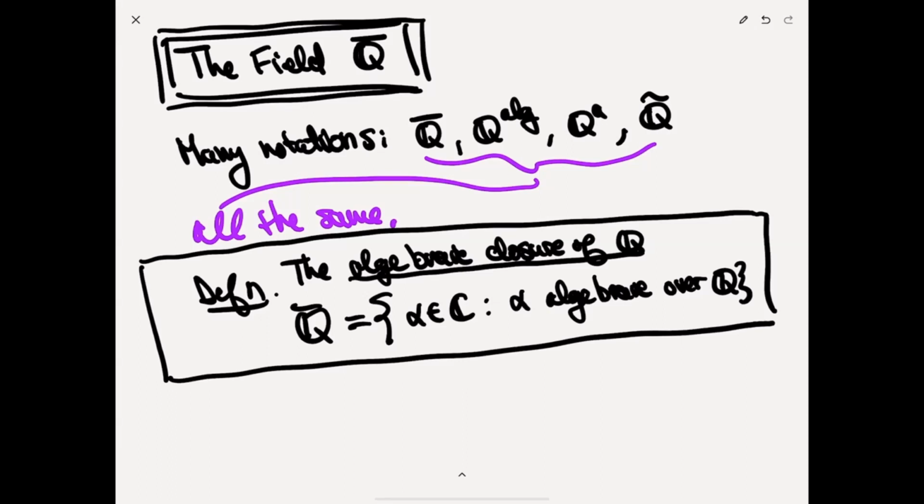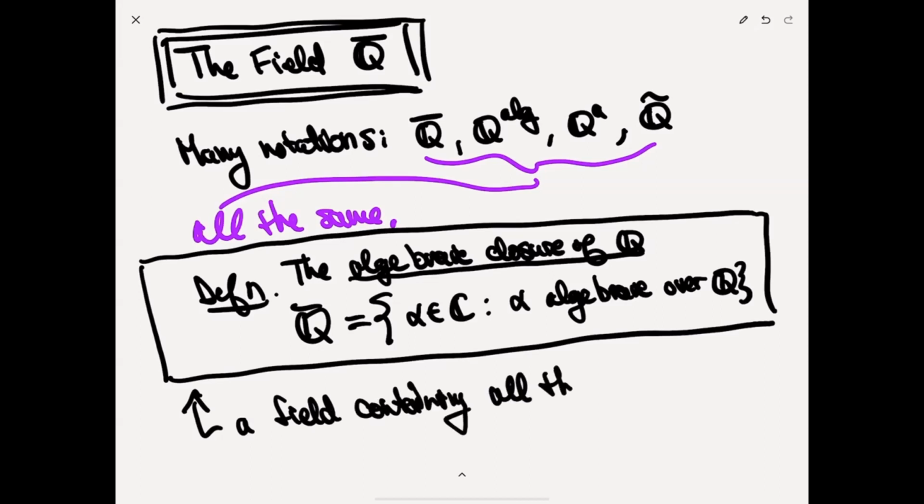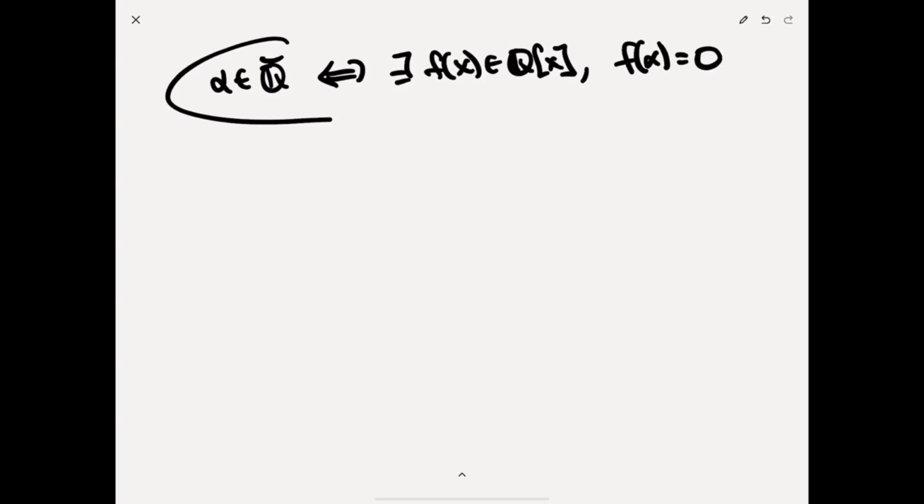So this is the field containing all the algebraic numbers. In particular, some alpha is in Q bar if and only if there exists some f of x, a polynomial with Q coefficients, such that f of alpha is equal to 0. That's the definition.